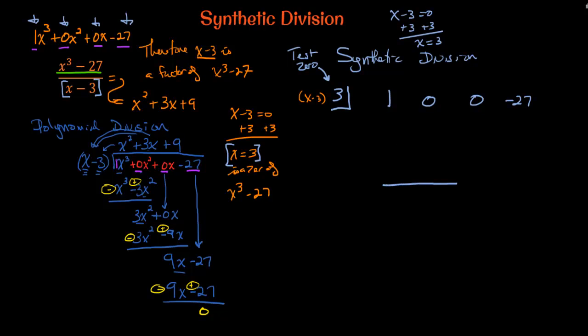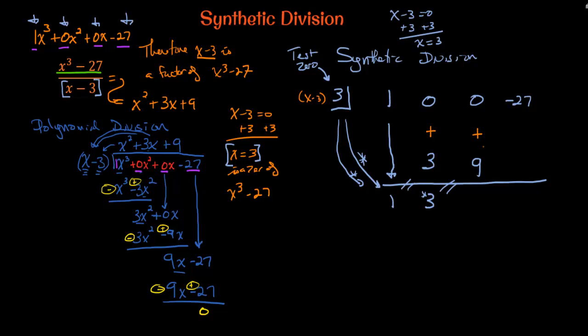And now we're going to perform the algorithm. We bring the 1 directly down like such. Take the 3, multiply it times the 1, and this equals 3. And we always add the vertical columns. 0 plus 3 gives me a value of 3. Take the 3, multiply that times this 3, and we get a value of 9. We always add our vertical columns. 0 plus 9 gives us another value of 9.